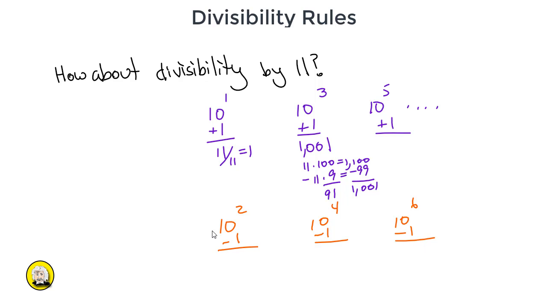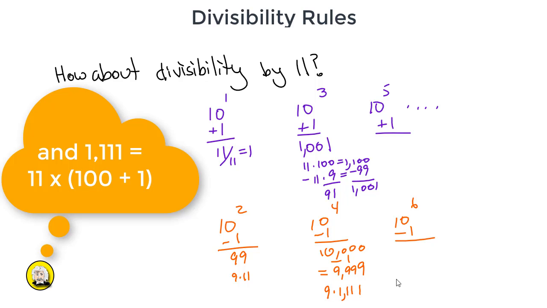And let's just check that that's true. 10 squared is 100, minus 1 is 99. And that, in fact, is 9 times 11. 10 to the 4th is 10,000, minus 1 equals 9,999. And that is 9 times 1,111.